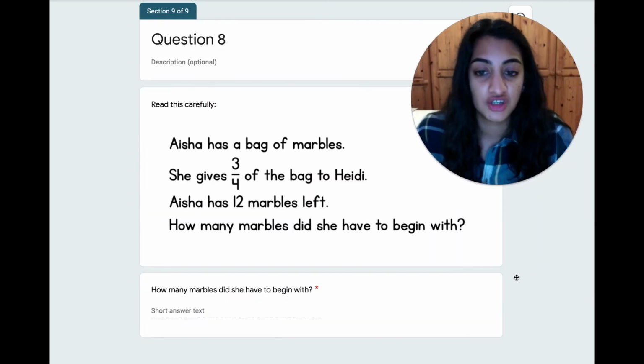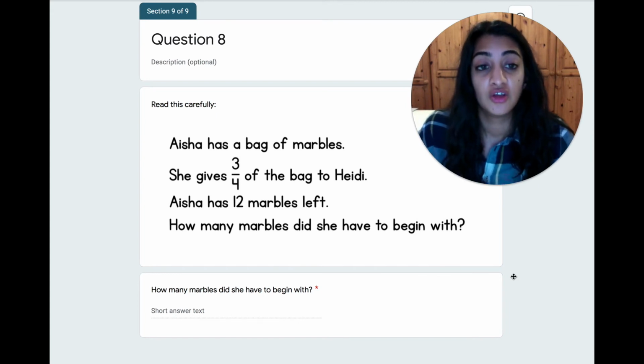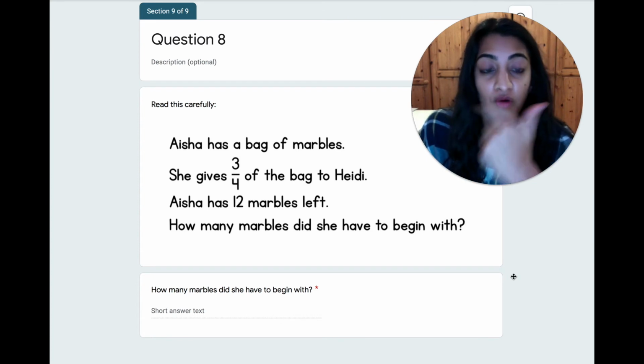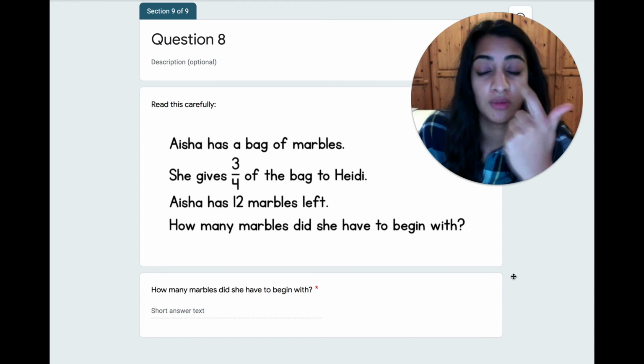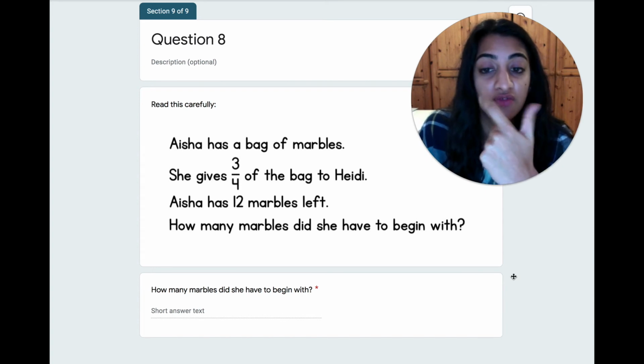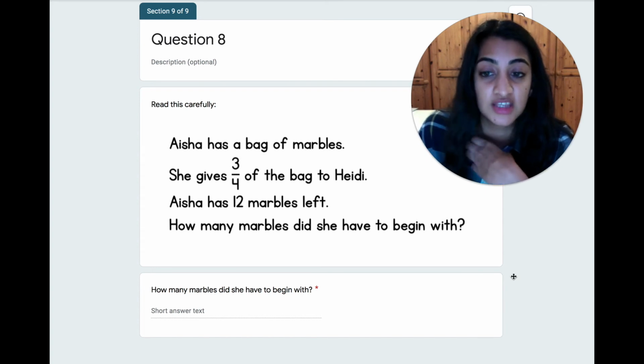The final question, now this was an even trickier worded question. So remember, when you're doing worded questions, you always need to try to figure out what is the whole amount, what fraction is it asking you to figure out. Those are the two questions. What's the whole amount? What's the fraction that it's asking you to figure out? What it tells me is Aisha has a bag of marbles. She gives 3/4 of the bag to Heidi.